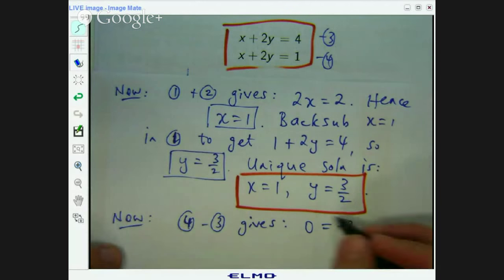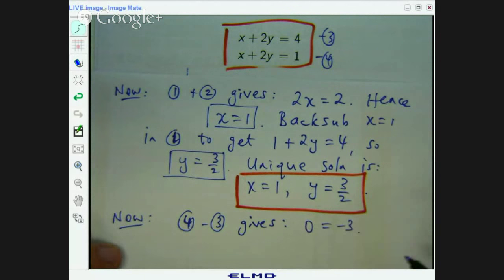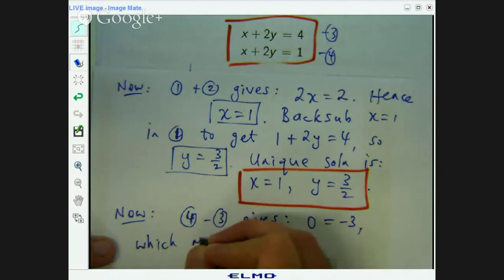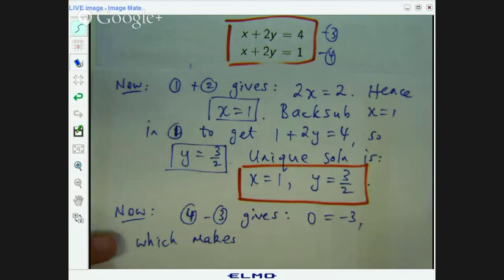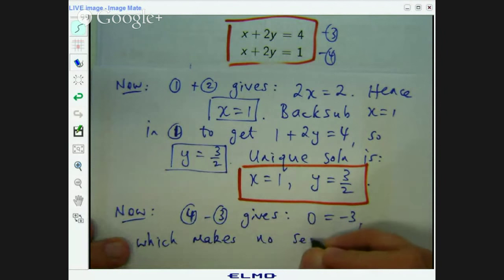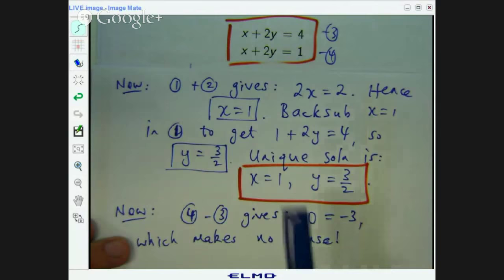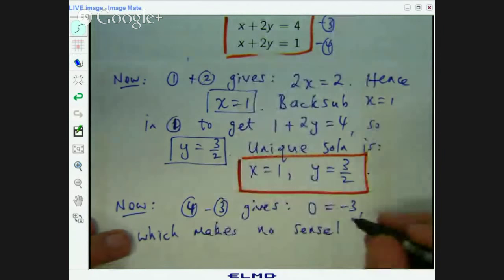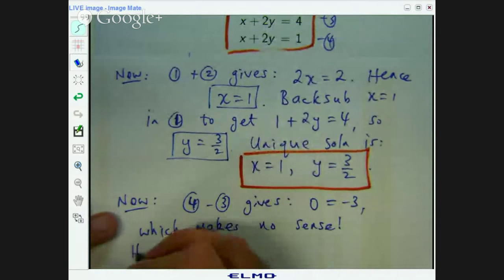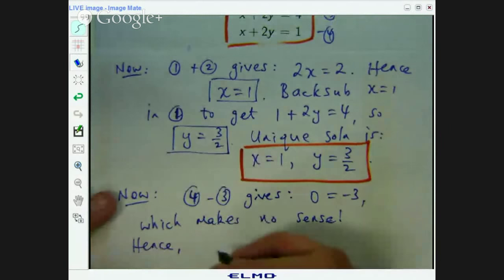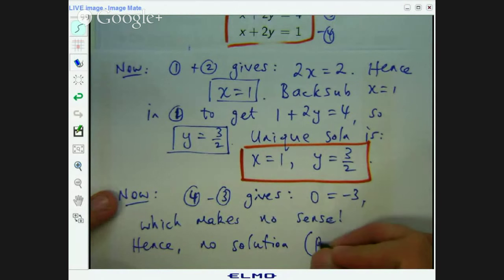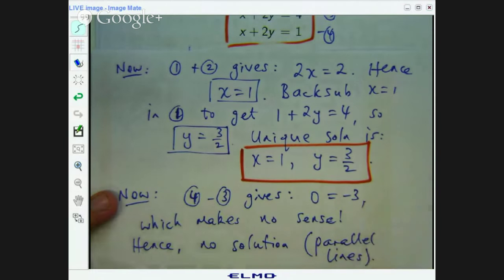Now, obviously, this doesn't make sense. You get 0 equals -3. So we come up to some nonsensical thing. What it means is there can never be a solution to this linear system. So we have no solution. It would be parallel lines that don't touch.